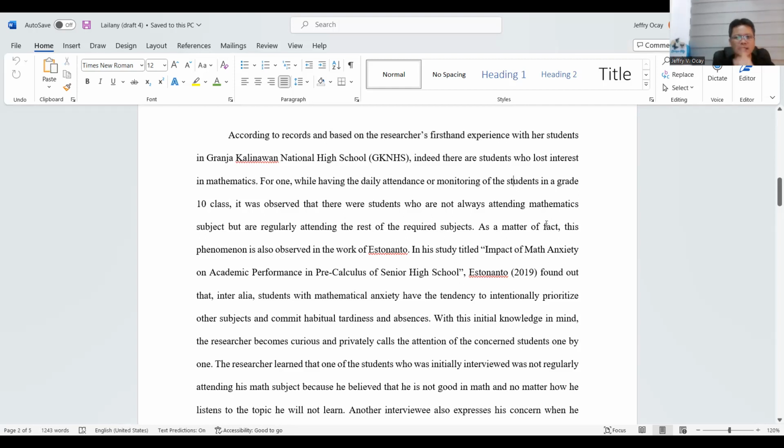School, indeed, there are students who lost interest in mathematics. For one, while taking the daily attendance or monitoring of the students in a grade 10 class, it was observed that there were students who are not always attending mathematics subjects, but are regularly attending the rest of the required subjects.